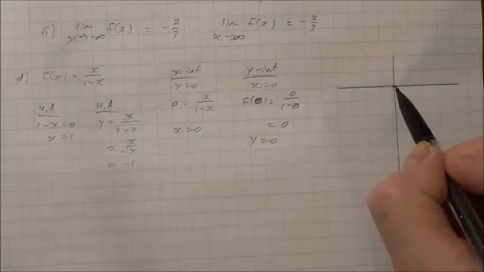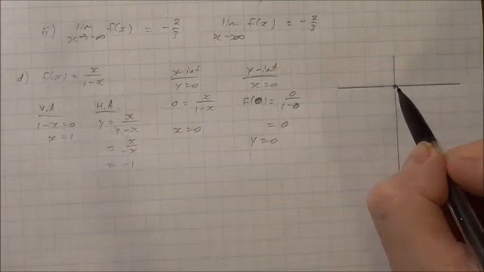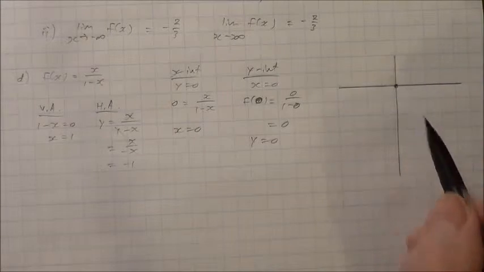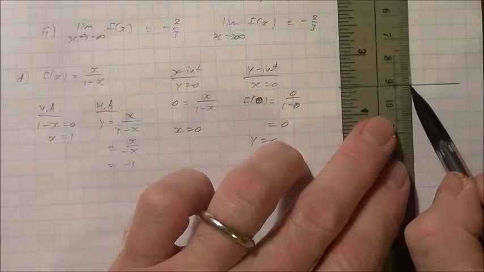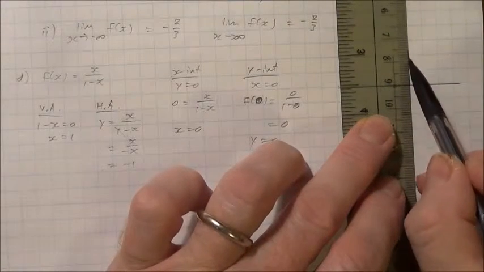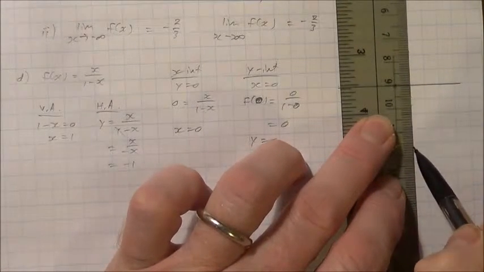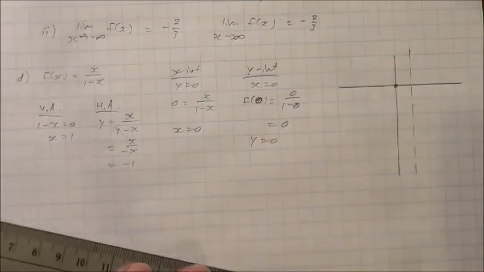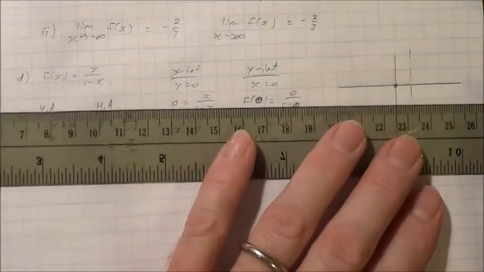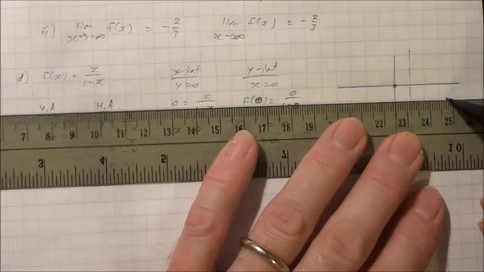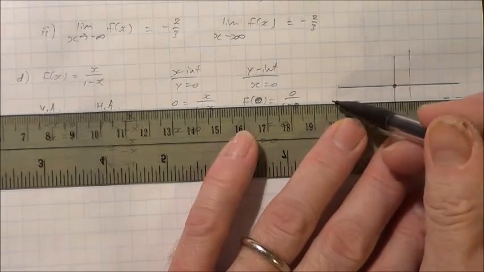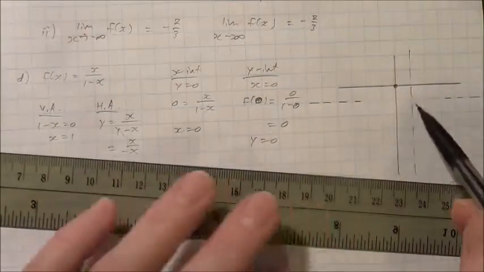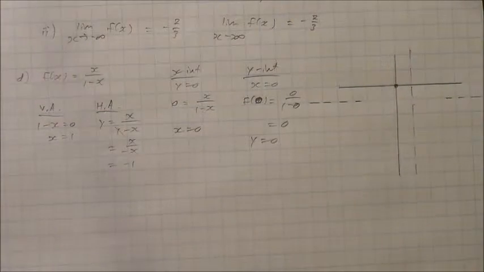So we've got this function crossing through the Cartesian plane at the origin, and we have a vertical asymptote at x equals positive 1, and we have the horizontal asymptote at y equals negative 1. I'm just going to draw it out here because it doesn't really come into play near the origin at all. It's only when x values get really, really large.